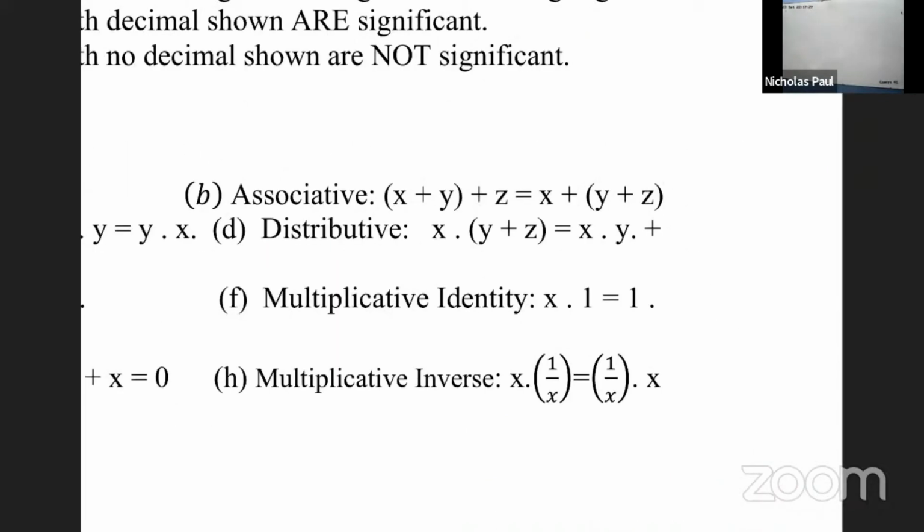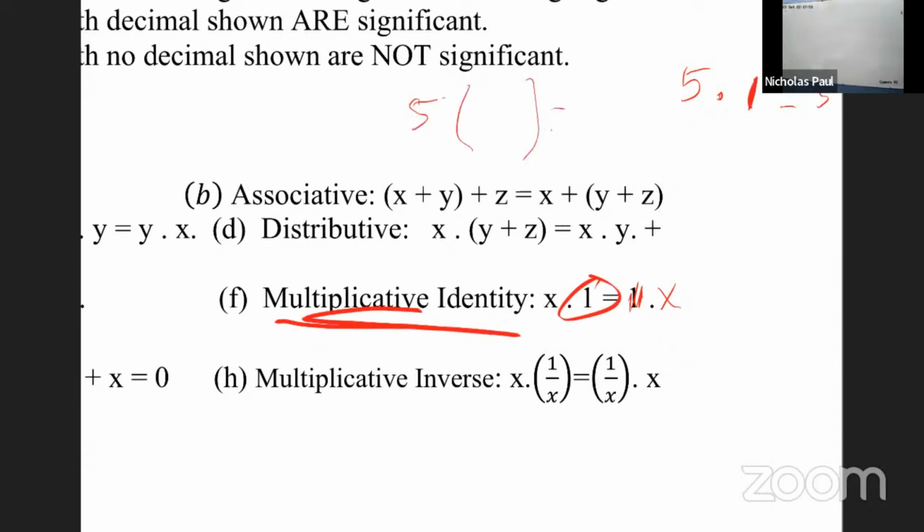What about multiplication? If I give you 5, what do you multiply by? There's a mistake, that should be x. What do you multiply 5 by to get back 5? 1. So the multiplicative identity is 1. What do you multiply 5 by to get 1? 1 over 5. 1 over 5 is called the inverse of 5. When you flip 5 over 1, you get 1 over 5.